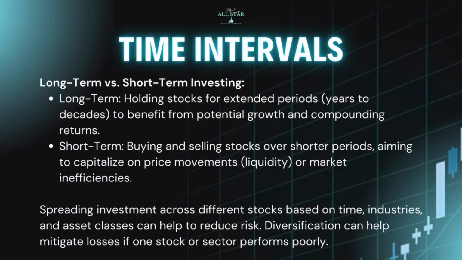Now, with anyone's investing strategy or with your plan, it's good to know whether or not you're investing long-term, short-term, or combining both. With long-term, you're holding stocks for extended periods of time. This could be years to decades. The benefit in this is the potential growth from compounding your returns over and over and over again. Now, with short-term investing, you're buying and selling stocks over a shorter period, and the aim is to capitalize on short price movements. This could be like the liquidity within the market, it could be volatility, any type of inefficiencies, whatever you would see. Based on that, spreading your investment across different stocks based on time, industries, and asset classes can help you to reduce risks.